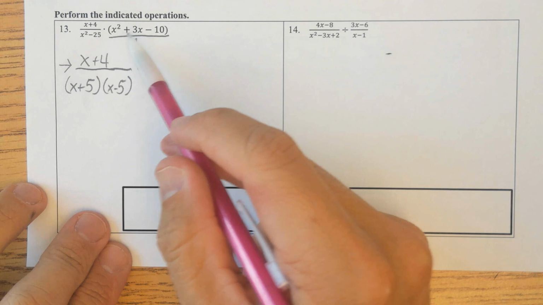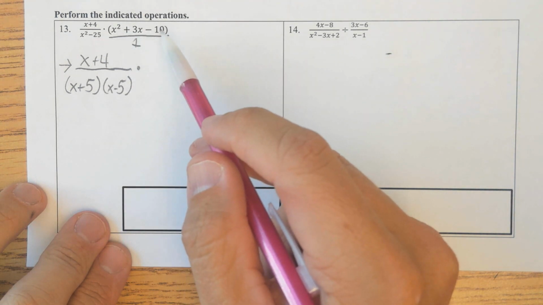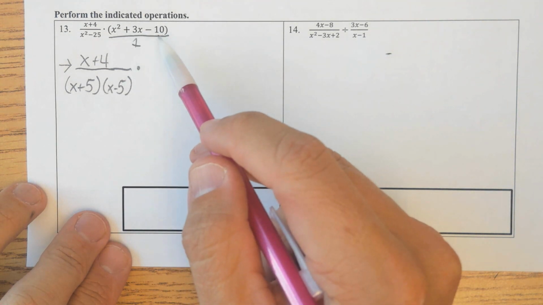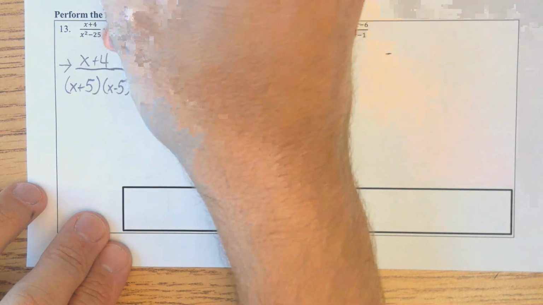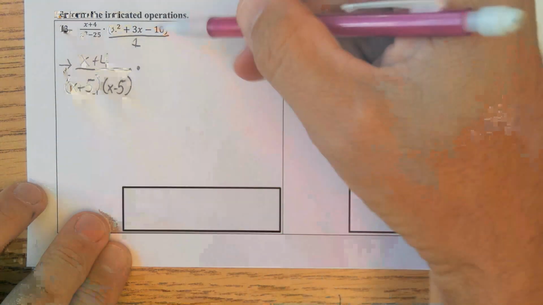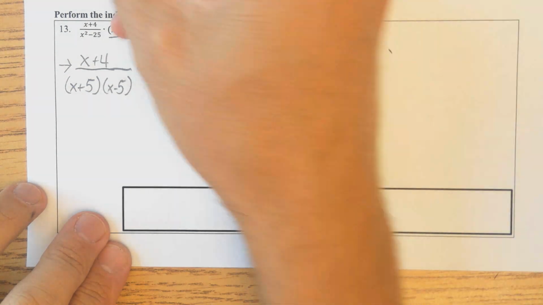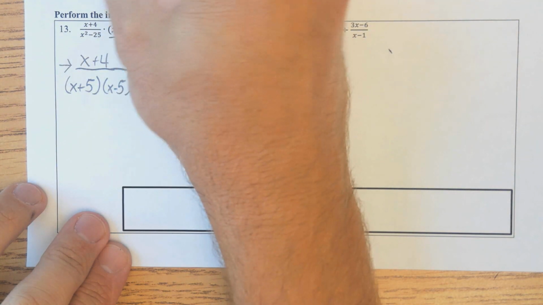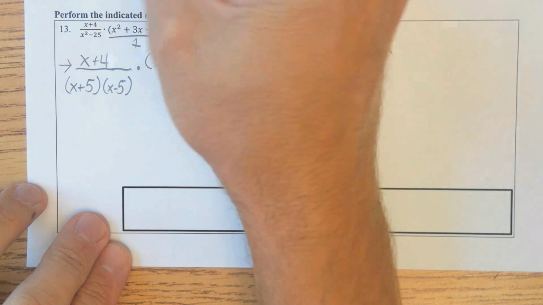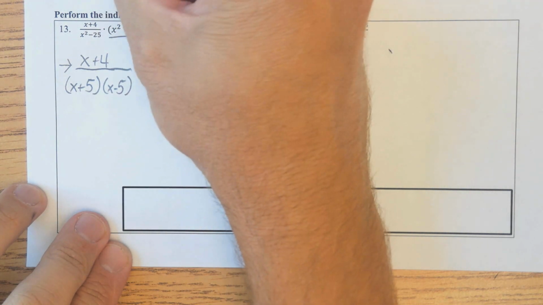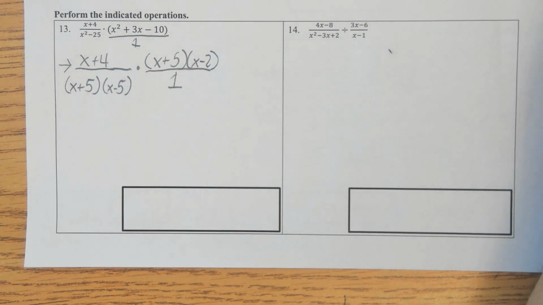I've got a trinomial here. Okay, trinomial with no GCF, so I just think star method. So two numbers that multiply to give me negative 10 that add to equal 3. So two numbers that multiply to give you negative 10 that add to equal 3 are going to be x plus 5, x minus 2, all over 1.